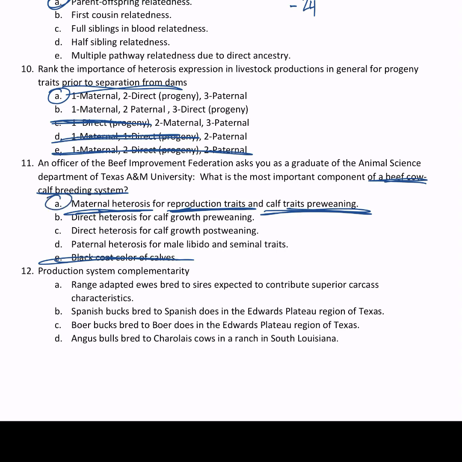Paternal heterosis. Well, yes, male libido and seminal traits are important. It is not the most important thing. And once again, you get a lot of increase in performance traits because of maternal heterosis. So that's going to outweigh the direct heterosis.